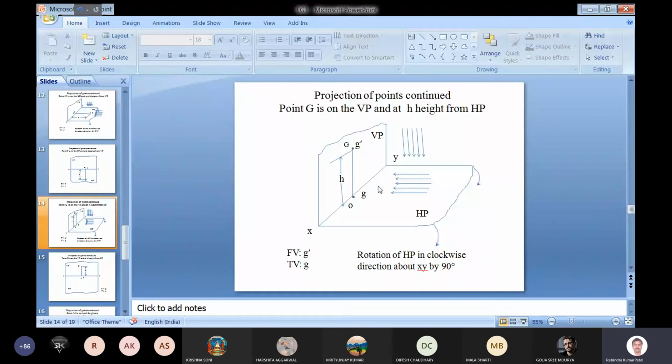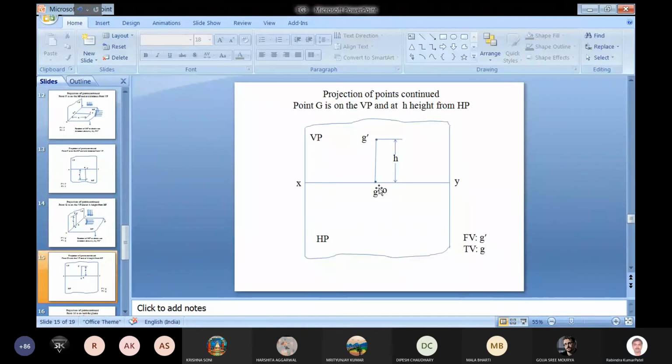So here also, when we rotate the horizontal plane in clockwise direction, we will get both the projections onto a single plane. Here g is the projection of the point on the horizontal plane that comes onto the reference line, and G dash is the projection of the point which comes onto the vertical plane. In this way we have gone through the different types of points.